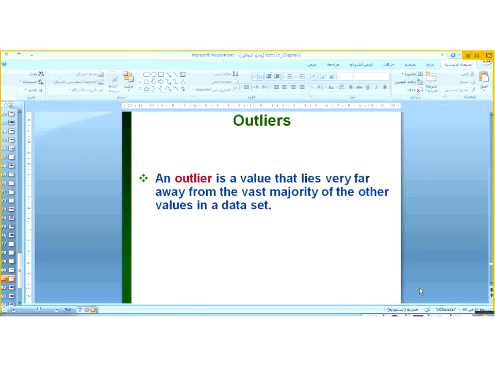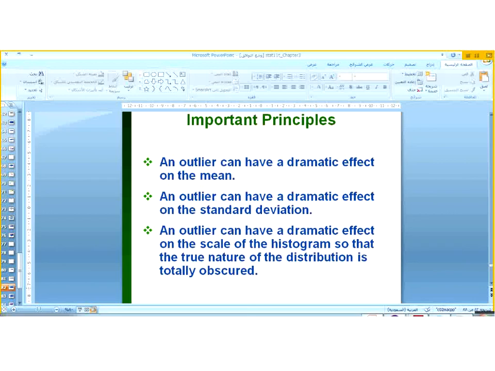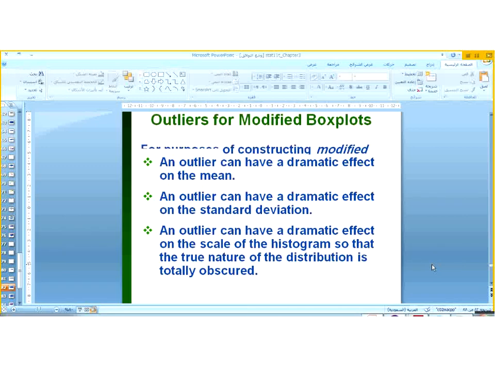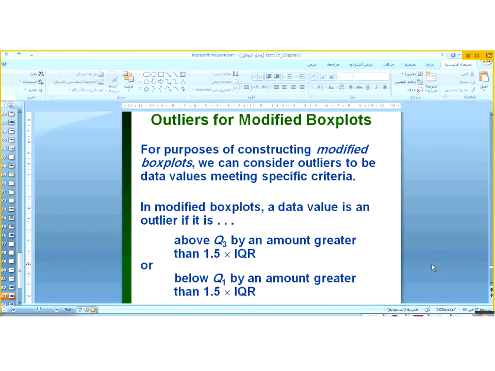Outlier and modified box plot. If I have one outlier اللي هي قيمة قاسية حتخرب لي الدنيا، صح؟ إيش ممكن أسوي هنا؟ An outlier can have a dramatic effect on the mean. وبرضو حتسوي لي dramatic effect on the standard deviation، أو كمان for the histogram, so that the true nature of the distribution is totally obscured. So I will have a modified box plot.